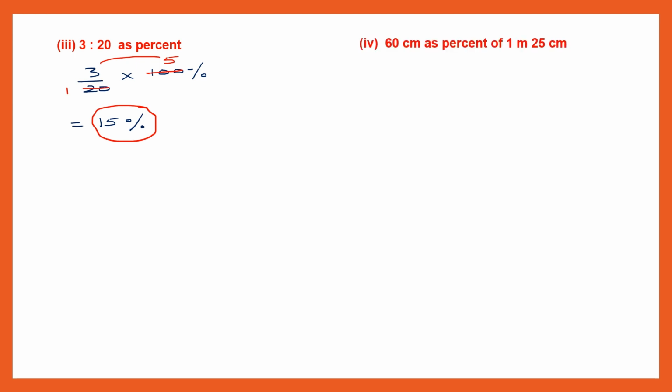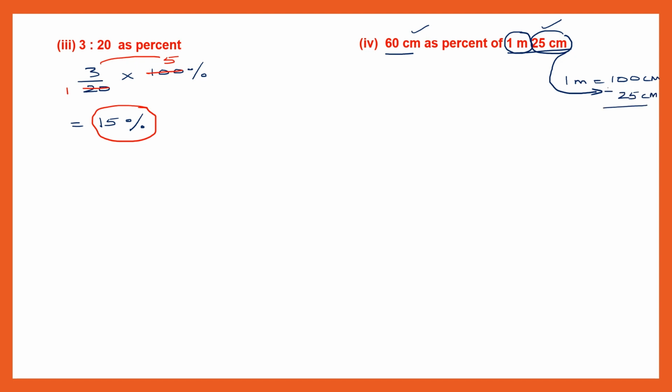Question 4. Here we have to express 60 centimeters as a percent of 1 meter and 25 centimeters. The first step is to get them all to be the same units. Here we have centimeters, and here we have meter and centimeters. So let's convert all that into centimeters. Now 1 meter is 100 centimeters. Here we have 25 centimeters, so we have to add that. Let's add 25 centimeters.